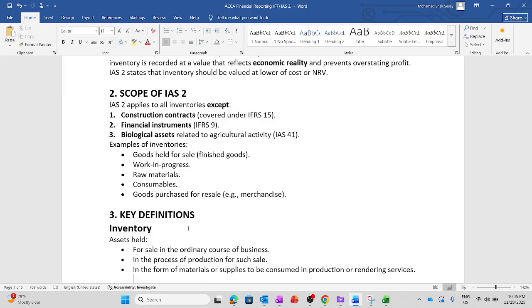Also, when we're talking about the consumables, I mentioned it initially. These are items that we can't use to recognize revenue, but we can use them to support the day-to-day operational activities, to support the efficiency of the production process. Also, we are going to look at goods purchased for resale, if we're talking about merchandise.